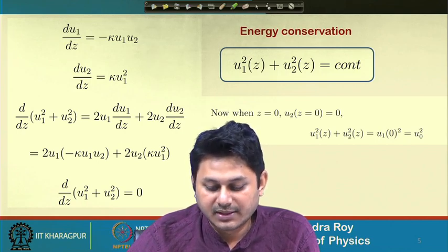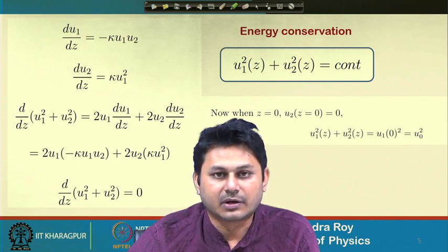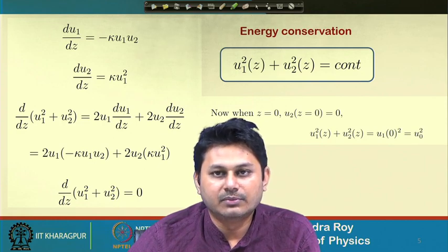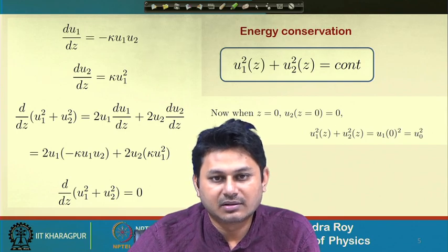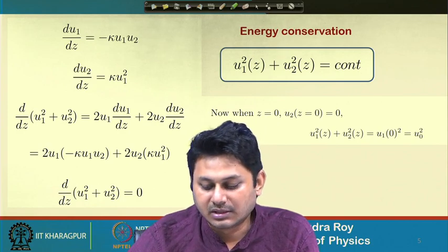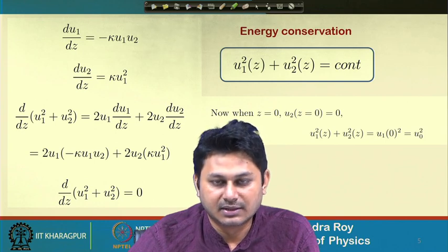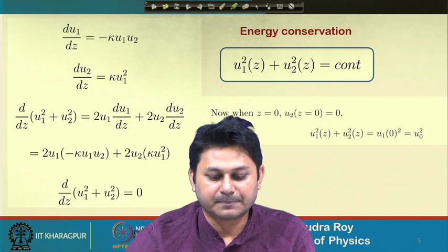So the total energy is nothing but the energy that we have at the input, which is the total energy of the fundamental wave. At the input we have the total energy in terms of the fundamental wave, and when the second harmonic is generated, it takes some energy from the fundamental wave. So the summation of these two energies remains conserved, and this constant value is the total energy that was incident at the input, that means at z equal to 0.